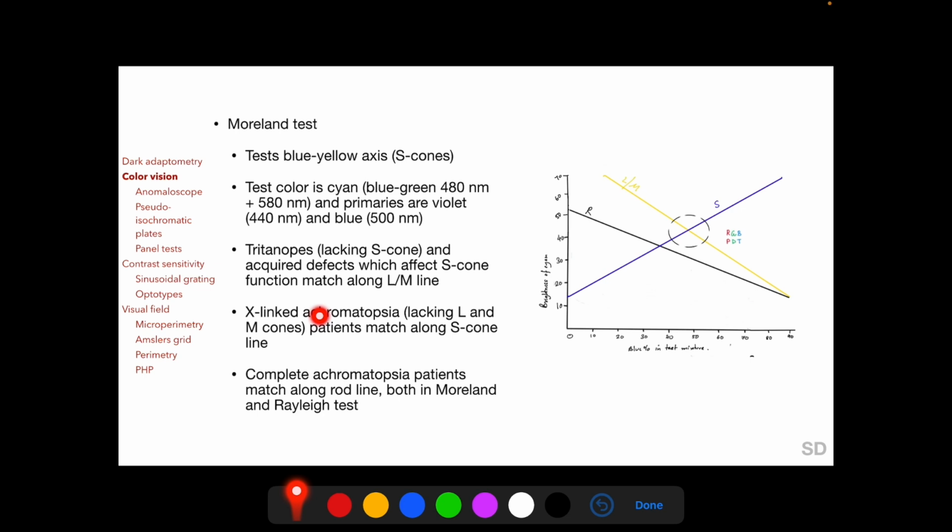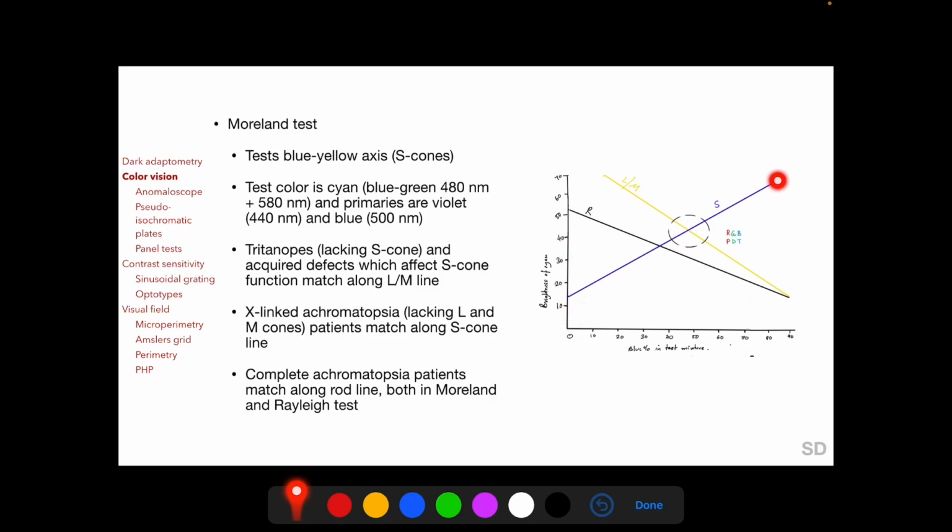Patients with X-linked achromatopsia who lack L and M cones but have S cones and rods match the brightness of the test cyan color along the S line. And complete achromatopsia patients who lack L, M and S cones but have rods match the brightness of the test color along the rod line, both in the Moreland test and the Rayleigh test. And this is the zone at the intersection of the S line and the LM line where normal subjects match the brightness of the cyan color.